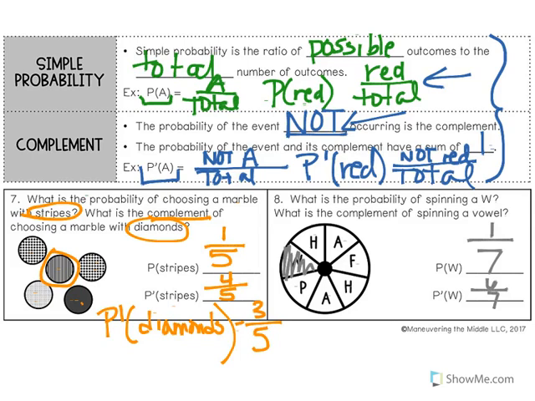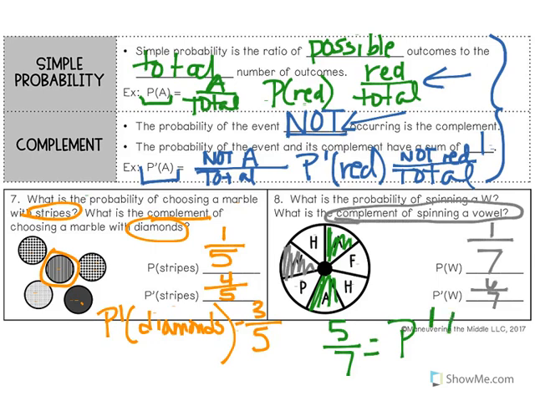The next question says, what is the complement of spinning a vowel? So my vowels are A, E, I, O, U. So if my vowel is 2, my complement is 5. 1, 2, 3, 4, 5 out of 7. That's the probability of not having a vowel.